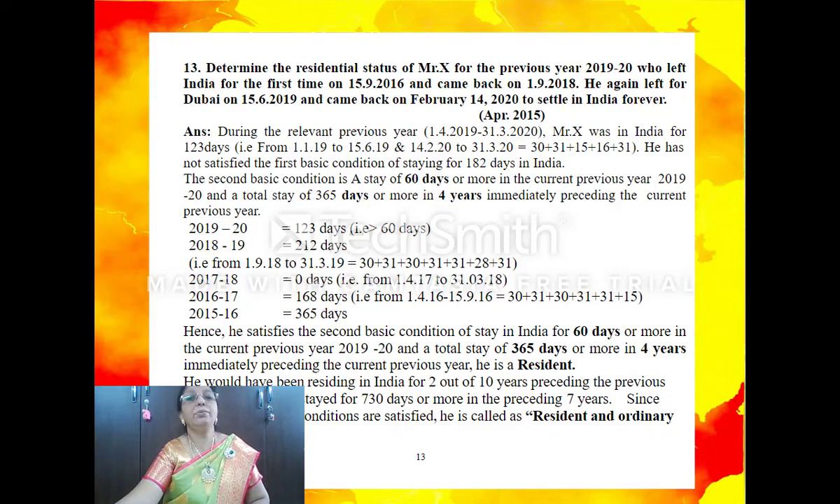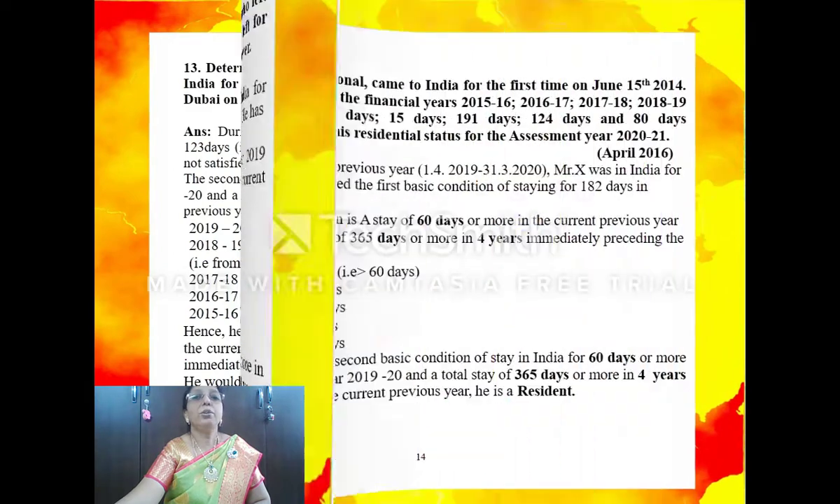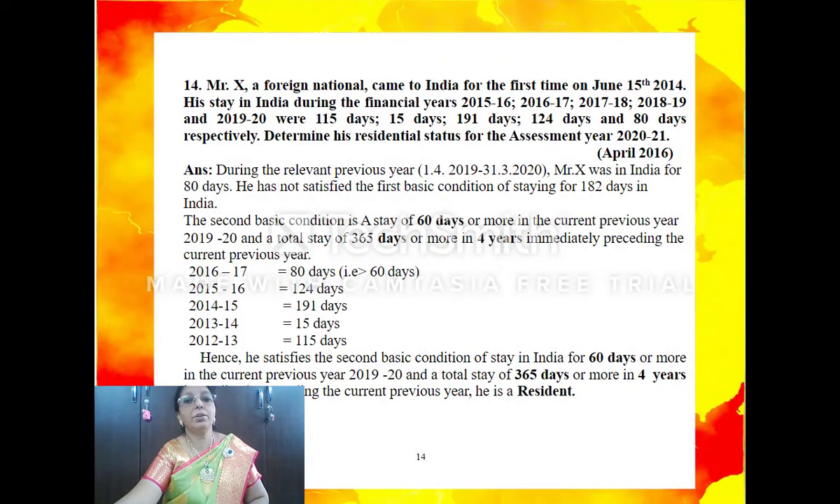So as such, when you go into a residential status of an individual, this is how you consider one basic condition and 2 additional conditions. So here there's a situation where Mr. X, a foreign national, came to India for the first time on June 15, 2014. He stays in India during the financial years 15-16, 16-17 and so on, for 115 days, 15 days, 191 days, 124 days and 80 days respectively. So this is how he is in India.